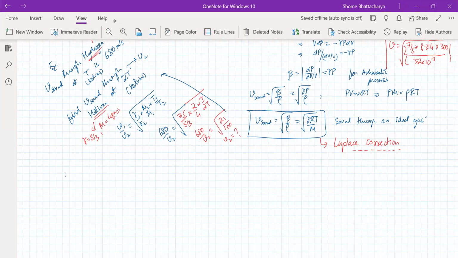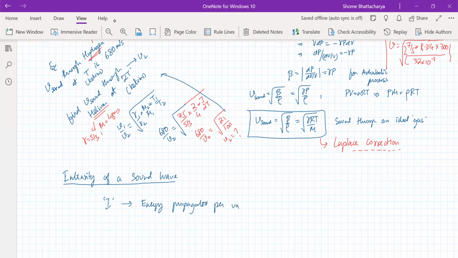Okay, so first of all, coming back to intensity of a sound wave in SI unit first. What we mean by the term intensity is the energy propagated per unit area per unit time by a sound wave. So if we have a sound wave represented by this kind of equation, or the corresponding pressure wave, which represents the same thing. Okay, just a moment.